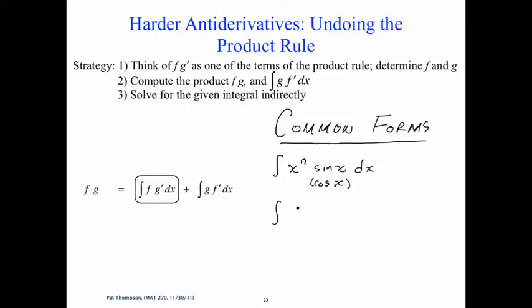Same thing with exponential functions, like the one we just saw. We had x squared e to the 3x. Same thing. So x times e to the something x, or x squared times e to the something x. Okay?